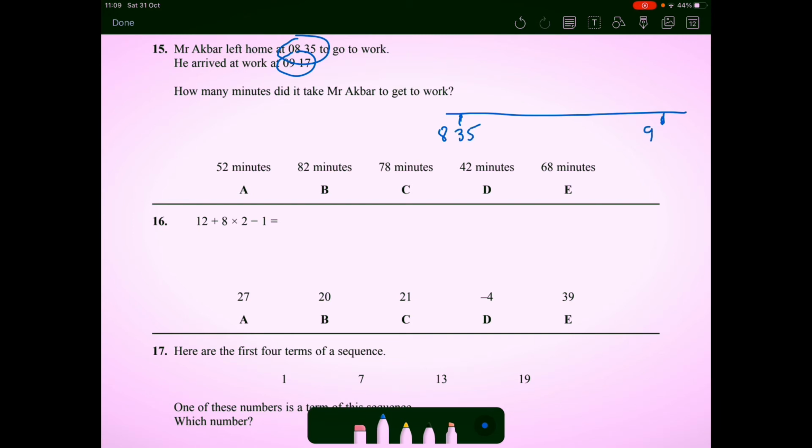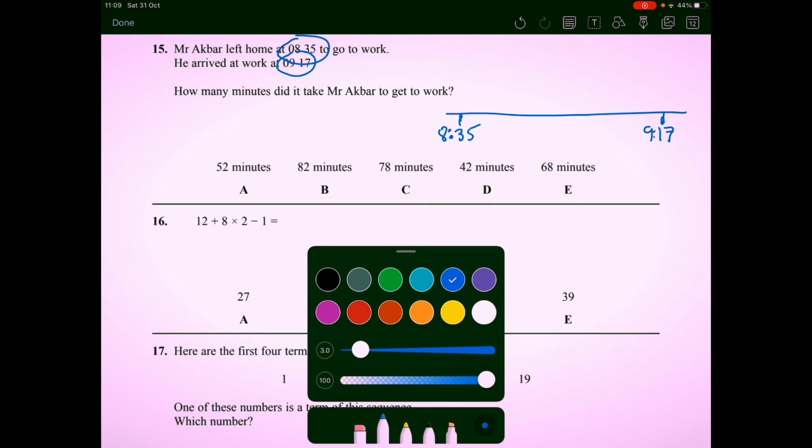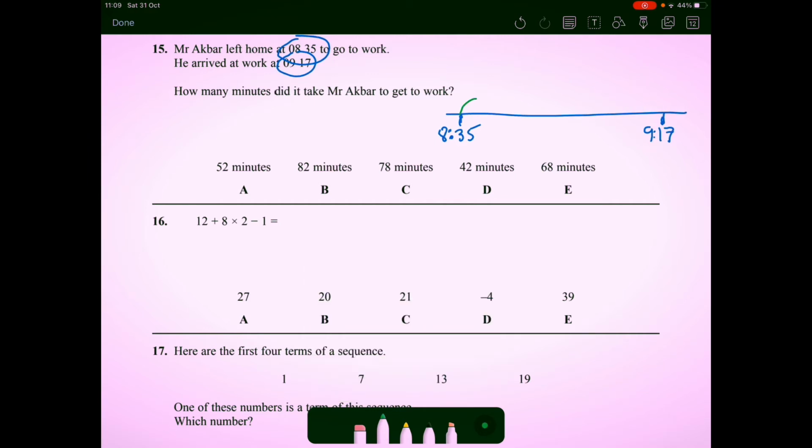8:35, 9:17. And I'm going to show you on a number line purely because people make silly mistakes with time. They add up to 100 rather than adding up to 60. Going to go super basic here. 5 minutes takes us to 8:40. 20 minutes takes us to 9. And then a further 17 minutes from there takes us to 9:17.